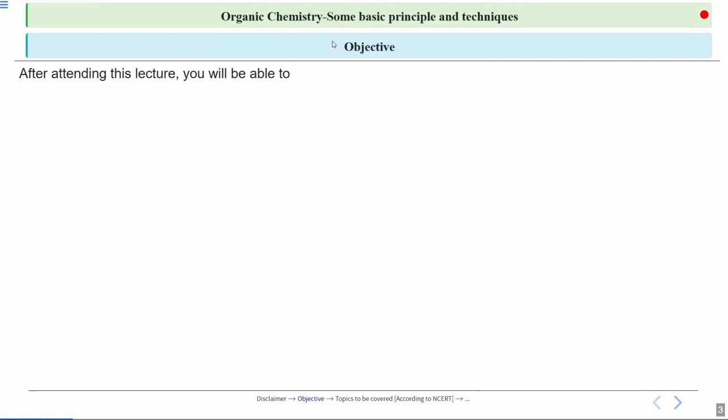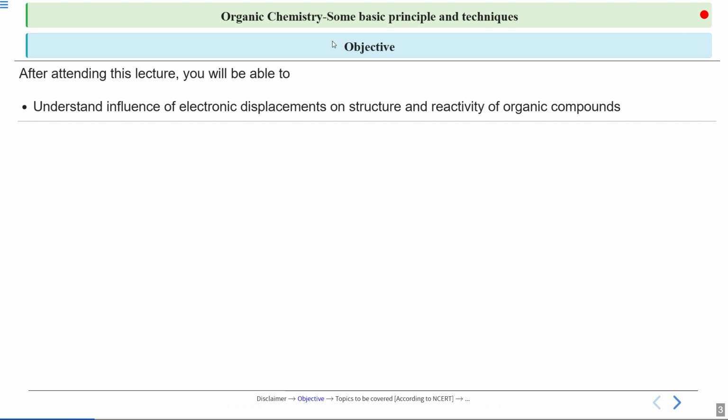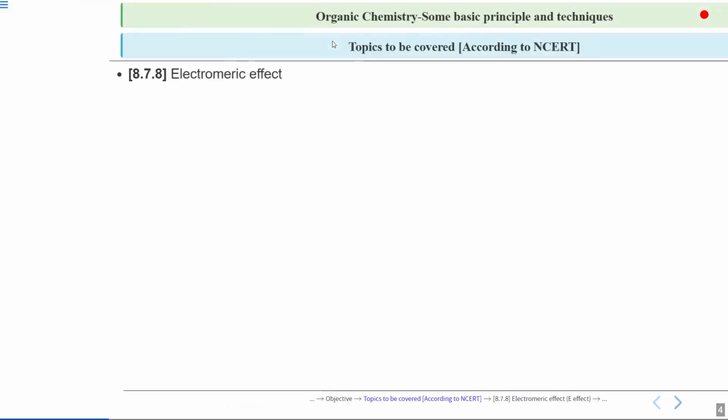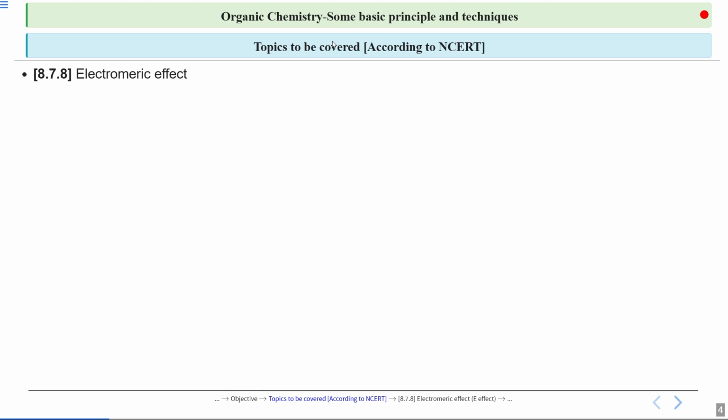Now, in this class, our objective would be to look at the influence of electronic displacement on the structure and reactivity of organic compounds. We have already started with this objective and so far we have covered two topics, the inductive effect and the resonance effect, right? In today's lecture, the next focus will be on the electromeric effect.